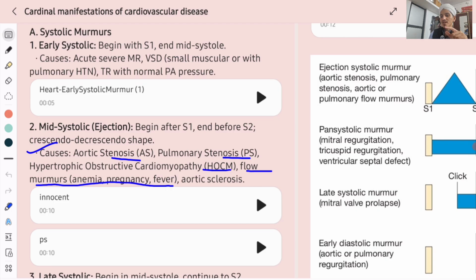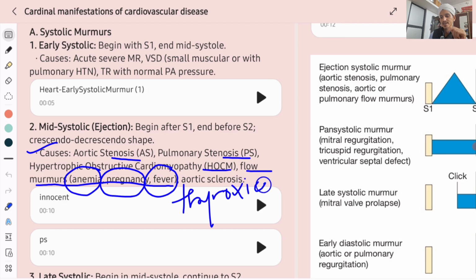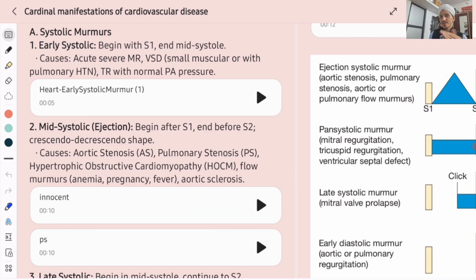So what are flow murmurs? They occur in anemia, hyperdynamic states, pregnancy, fever, and thyrotoxicosis, which is also a hyperdynamic state, and in children also. So that is innocent. To differentiate, first I will play the clip of innocent ejection systolic murmur just here.